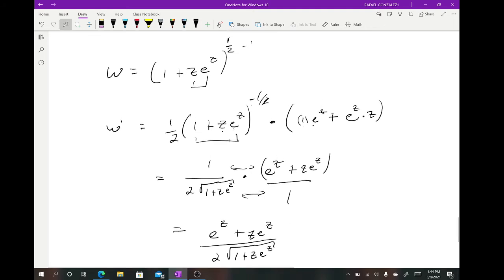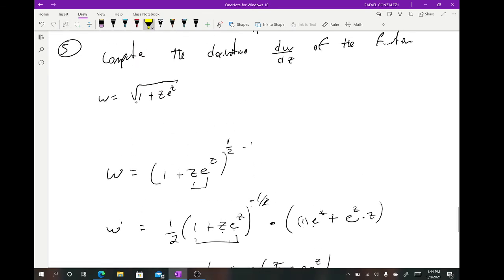Here, the important thing to realize, and this may be very difficult if you haven't practiced enough, is to identify that, first of all, this is going to be a chain rule. So here we have chain rule. And then here we have a product rule.